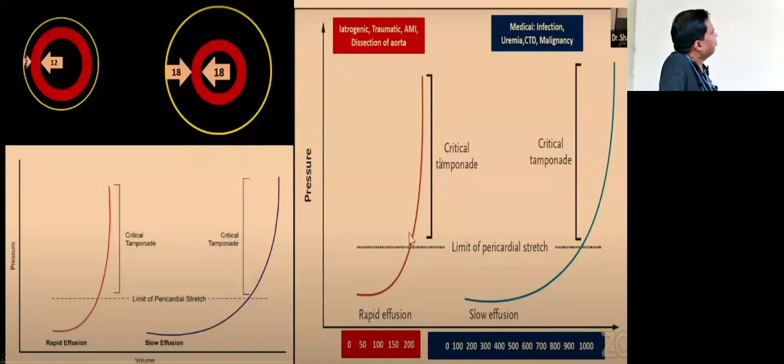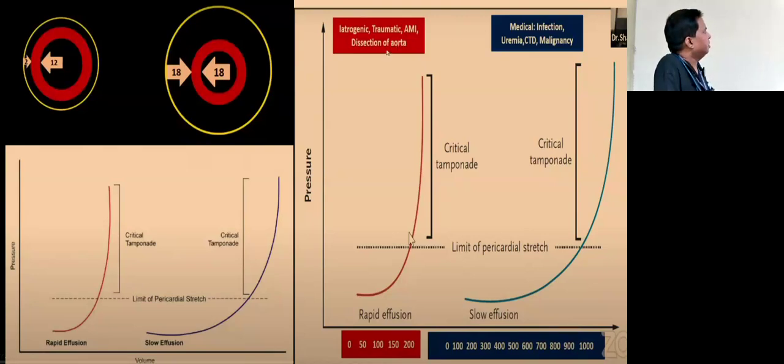So rapid collection of fluid can happen iatrogenically, during cardiac procedures like coronary perforation, or in TAVI procedures, or even in mitral valvotomy; sometimes they can have pericardial effusion and tamponade. And traumatic, and then dissection of aorta, especially type 1 aortic dissection, where there will be rapid blood accumulation in the pericardial sac. And this is one condition where you should not tap.